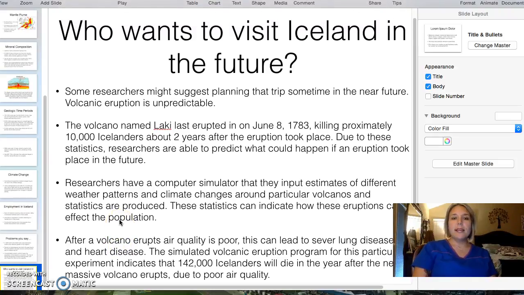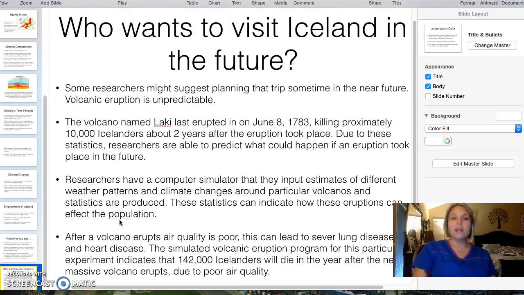So who wants to visit Iceland in the future? Some researchers might suggest that if you do want to visit Iceland, you might want to plan your visit soon. Due to volcanic eruptions being unpredictable, you never know. So they did some research off of another volcanic eruption that happened in 1783, the eruption of Laki.